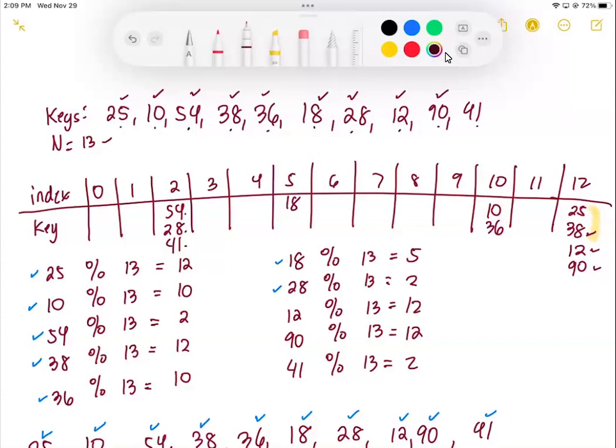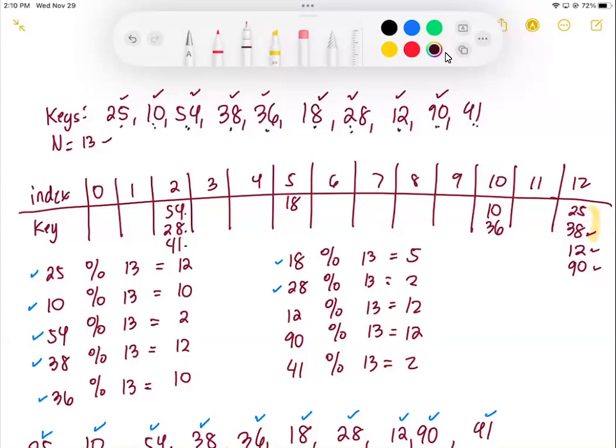Essentially, what we did was there were some keys like 25, 10, 54, 38, 36, 18, 28, 12, 90, and then 41. Our task was to look for a slot in the hash table and then add these keys. So we want to store these keys into our hash table.